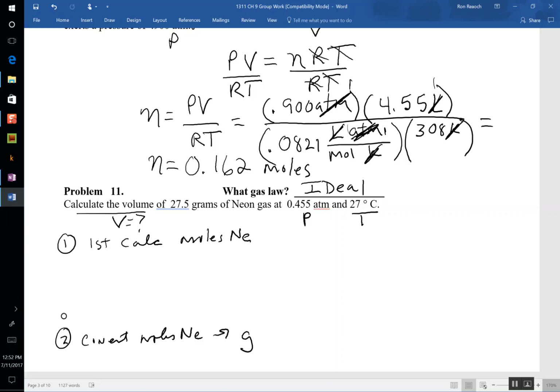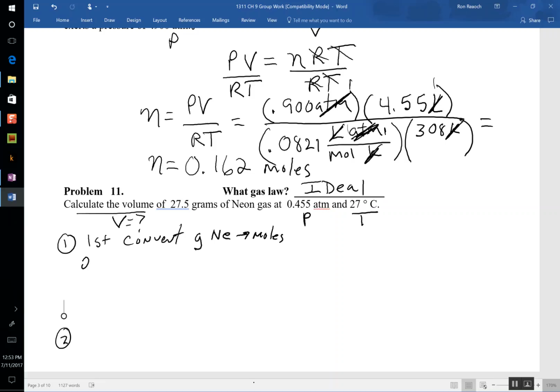Oh, no, I'm sorry. Back up. Wait, first, I'm sorry, I was thinking they were asking for grams. They're asking for volume. So first, convert your grams of neon to moles. Then you're going to have moles, pressure, temperature, and you'll be able to calculate volume. You with me? So just take your 27.5 grams of neon.